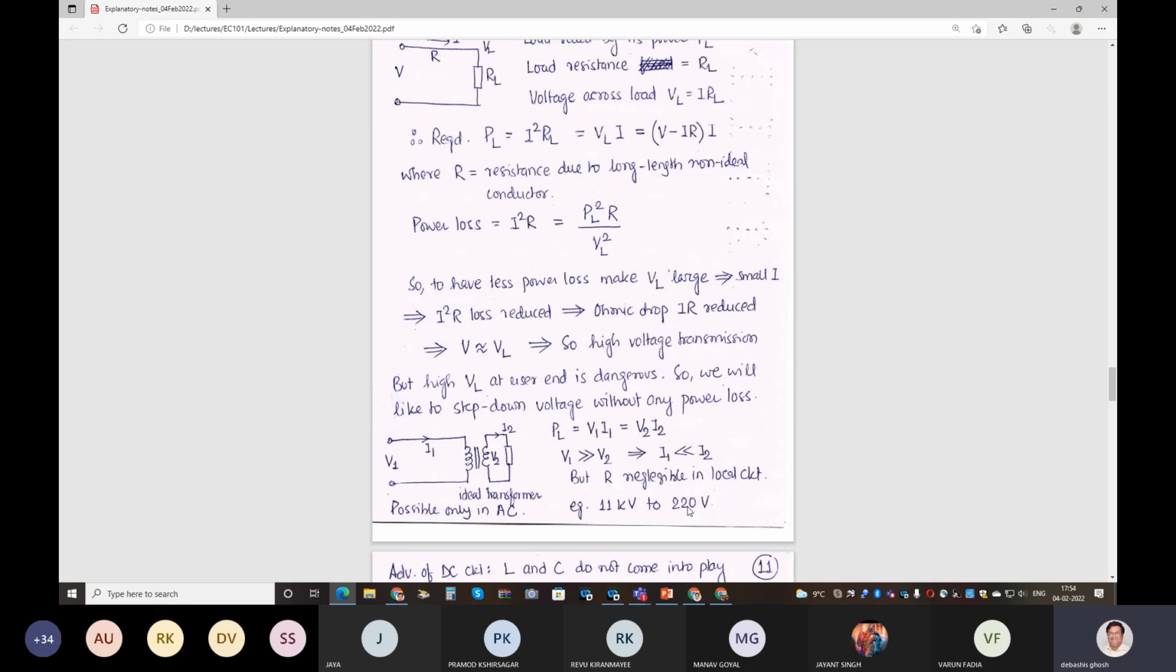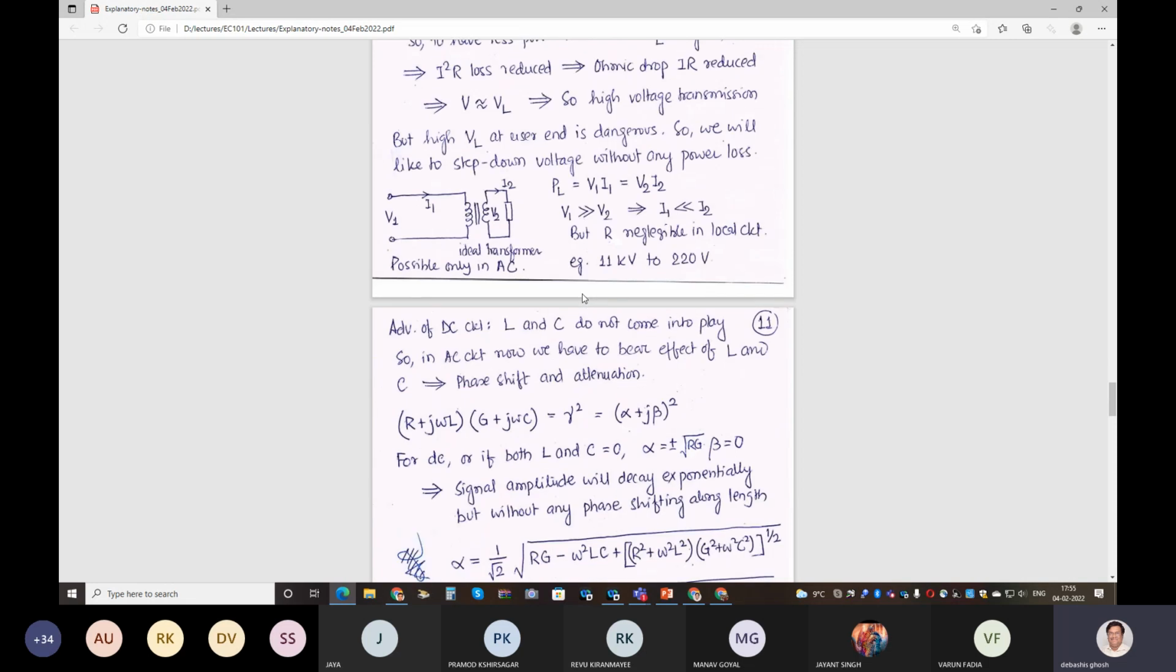You must have seen somewhere near your home, on the roadside, there will be a transformer. It is written there 11 kV danger, something like that. So there it is done like this: 11 kV is coming to your locality by high tension line, and then your local transformer steps it down to 220 volt or 230 volt, and then sends it to your home. That is how AC is helpful.